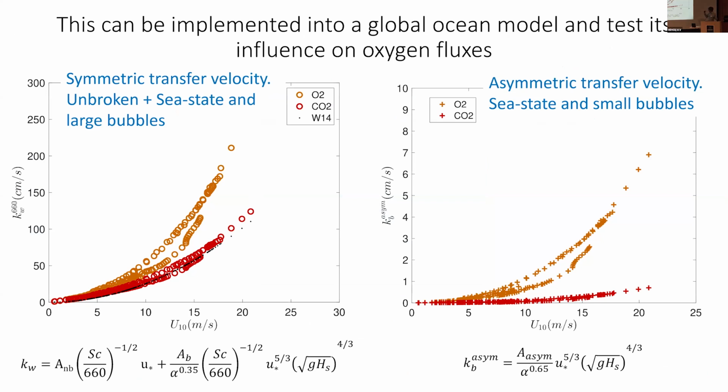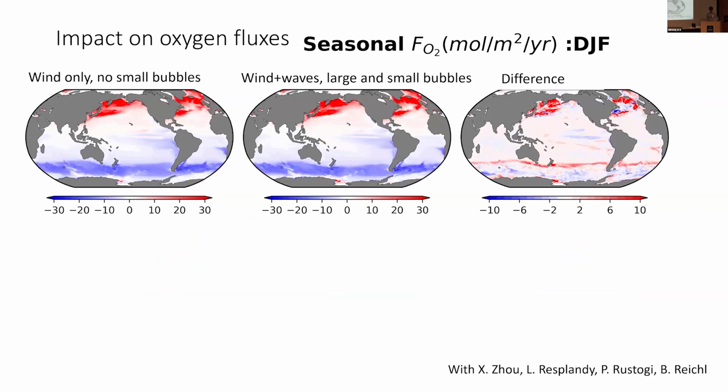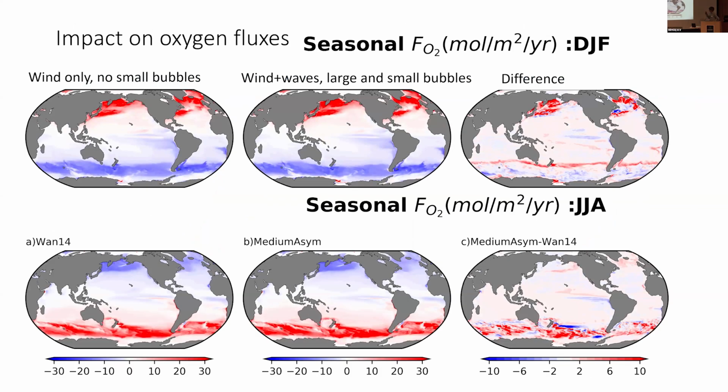But again, remember two pieces to the flux. One part is symmetric, one part is asymmetric, and they have a dependence on solubility, and the asymmetric part has a very strong dependence on solubility. So for CO2, you're not going to care too much, but for oxygen, you're going to care a lot about it. We ran a set of simulations with the wind-only gas transfer parameterization, and then the wind and wave, small and large bubbles.